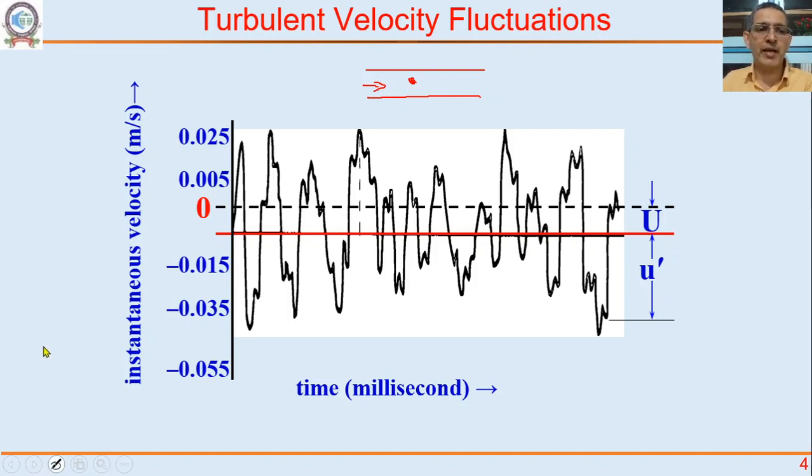Look at the scale, milliseconds. Although I don't have values, it is in milliseconds. Velocity, you will find it fluctuates, it changes. So the velocity at any instant of time, here or here or here, any instant of time, is called the instantaneous velocity. Let's write that instantaneous velocity by a symbol u.